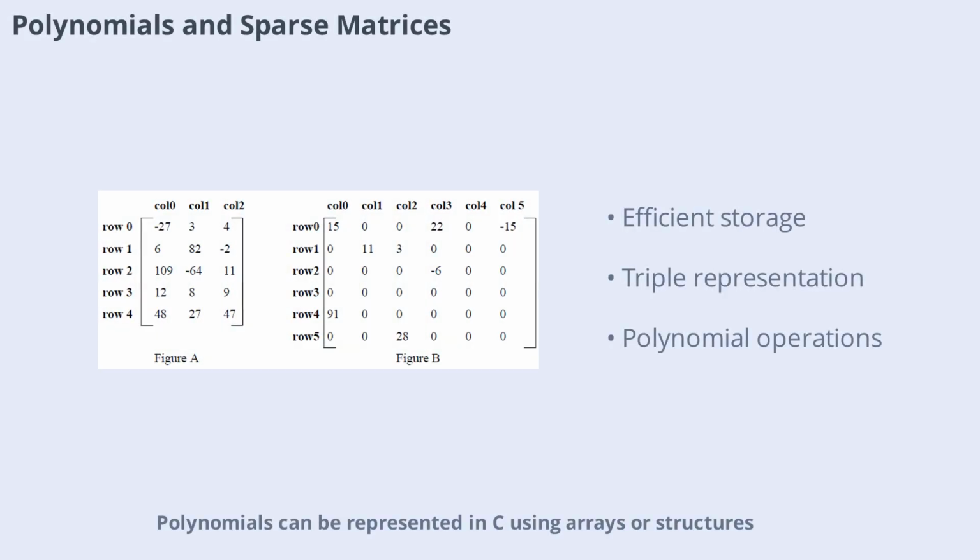Polynomials can be represented in C using arrays or structures, allowing for efficient operations like addition and multiplication. Sparse matrices, which contain mostly zero values, are stored using compact representations like arrays of triples, row, column, value, to save space. Operations such as transposing a matrix or adding polynomials become more efficient with these specialized structures, especially when dealing with large datasets.